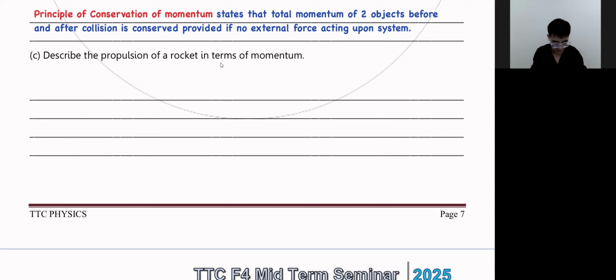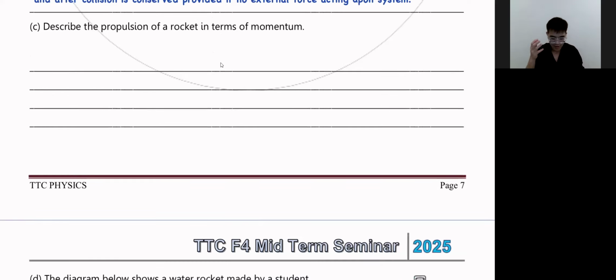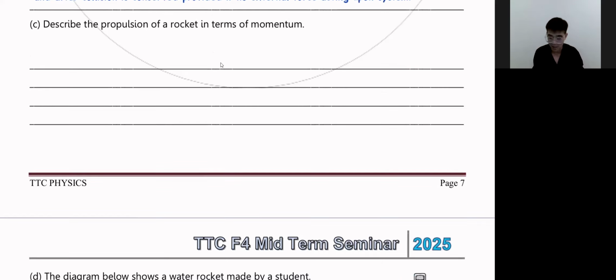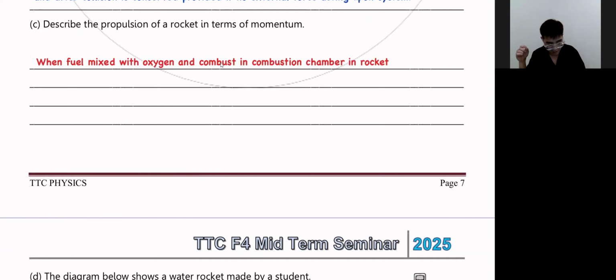So the first thing you write is you explain where those hot gases come from. You write that the fuel mixes with the oxygen and combusts in the combustion chamber of the rocket. Oxygen is mixed with the fuel, so that's how it combusts, because when combustion occurs, you need oxygen.